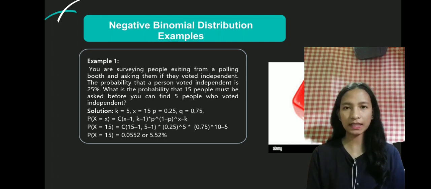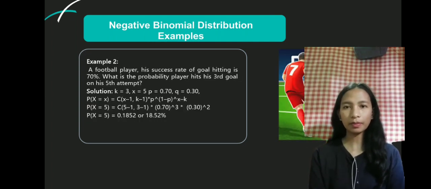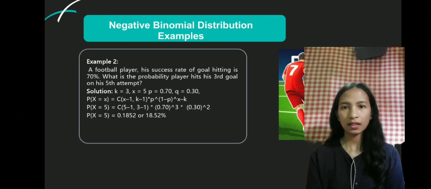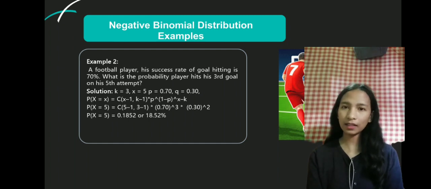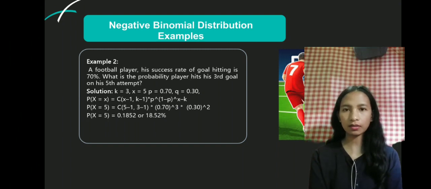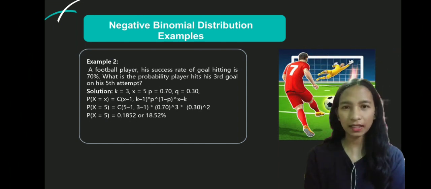Now, let's proceed to the next example. A football player with a success rate of hitting goals at 70%. We want to calculate the probability that the player hits their third goal on their fifth attempt. Using the negative binomial distribution with the given values of k equals 3, where it is the desired number of successes, x equals 5, where it is the total number of attempts, p equals 0.70, where it is the probability of a goal, and q equals 0.30, where it is the probability of not hitting a goal.